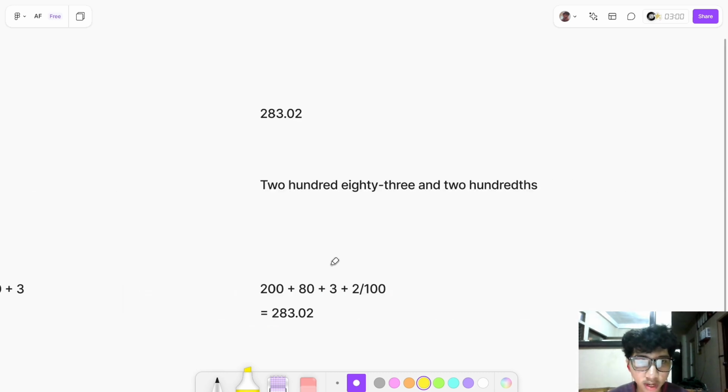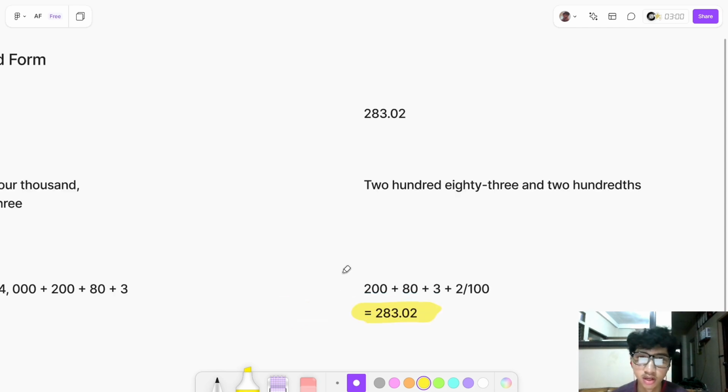To write a number with the decimal place value unit in the expanded form, we have to use a fraction. Since 2 is in the hundreds place value, we have to write 2 divided by 100. So it will result as 0.2 if we calculate it. So if we add it all, it will result to 283 and 200. So that's all for my presentation.